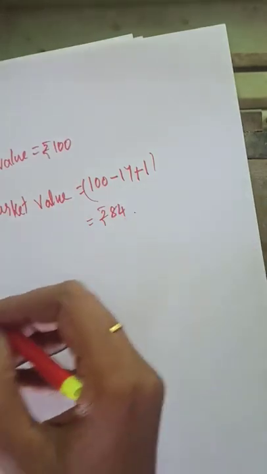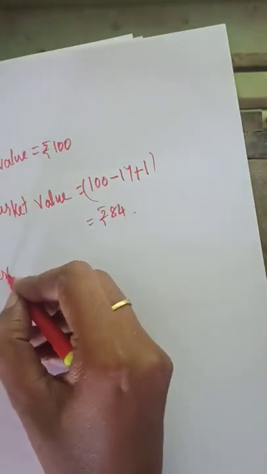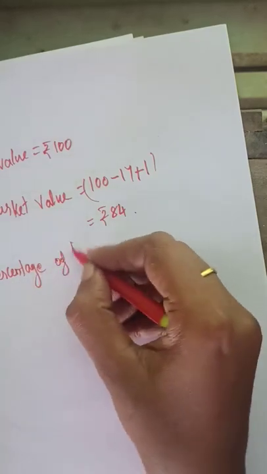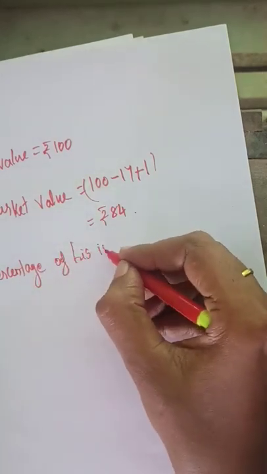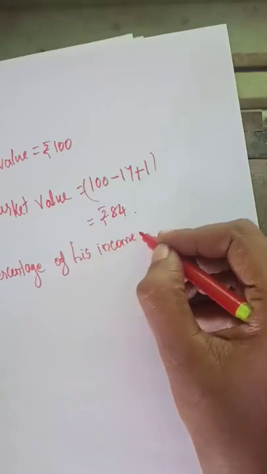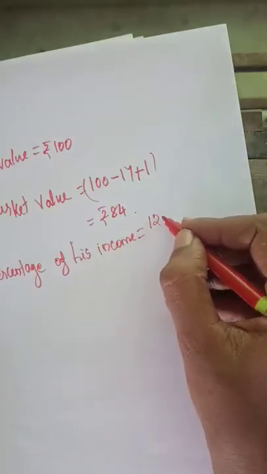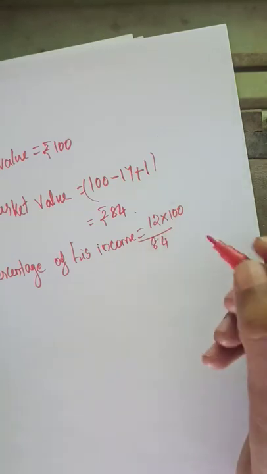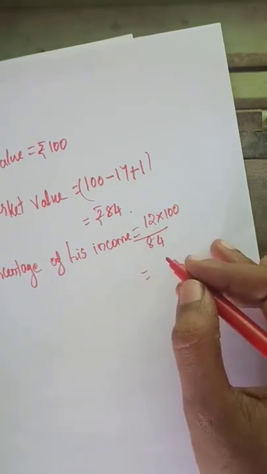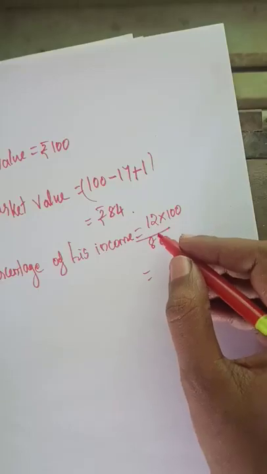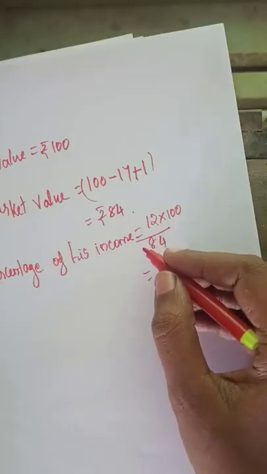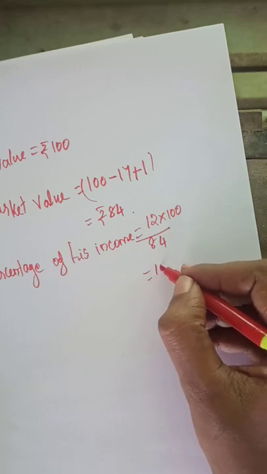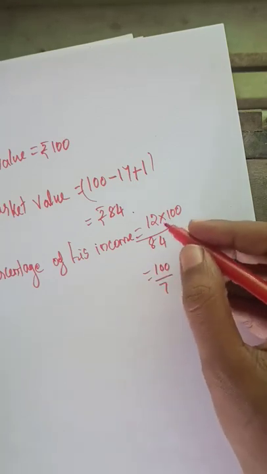Now we can find the percentage of his income. Percentage of his income is equal to 12 into 100 divided by 84. So 12 into 100 divided by 84, you will get 100 by 7. Okay, cancel.